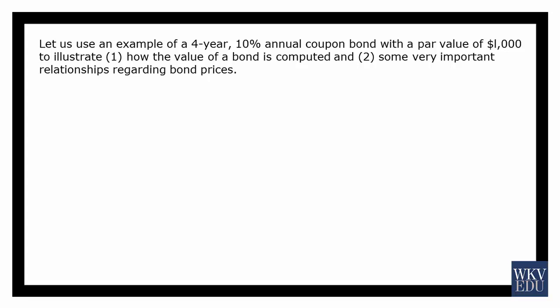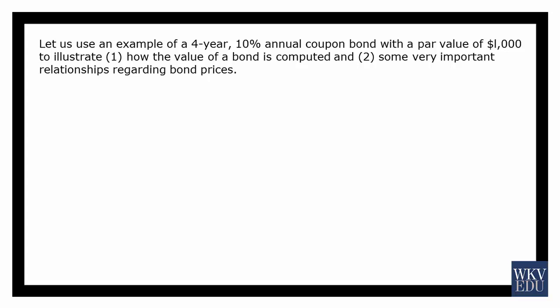The value or price of a bond is computed as the present value of the expected future cash flows from the bond. For a plain vanilla fixed rate bond, the cash flows are composed of a periodic coupon interest payment and principal repayment at maturity. The discount rate used to compute the present value of those cash flows is the market discount rate, also known as the required rate of return, which represents the rate of return required by investors to compensate them for the perceived riskiness of the bond.